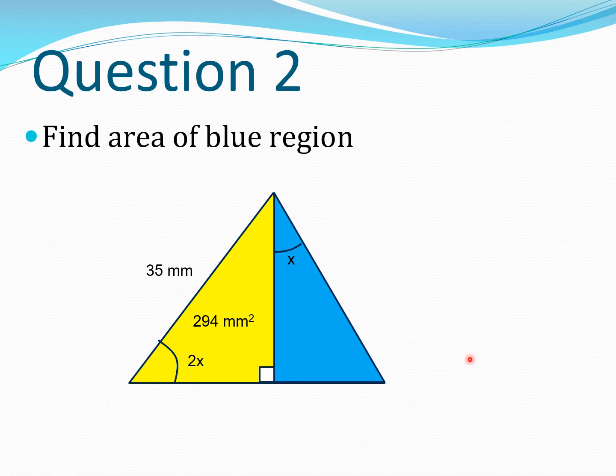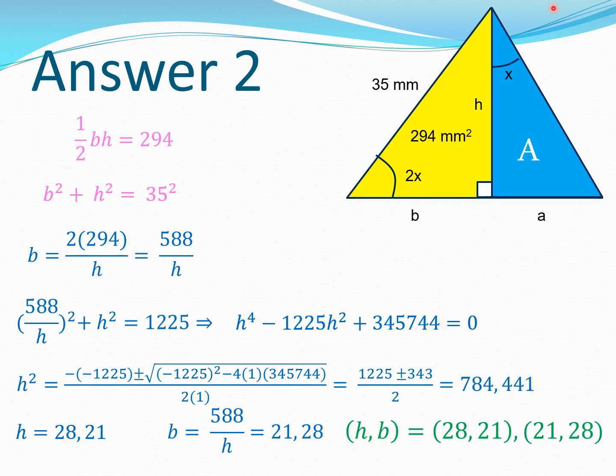So we are going to try to write some equations here. That's obviously something we need to do to find the remaining sides of the triangle, which are going to help us figure out the area of the blue region. Now, first thing we do in such a problem is create some nomenclature. So we say the side of this blue triangle is A, the side of this yellow triangle is B, and the height here is h.